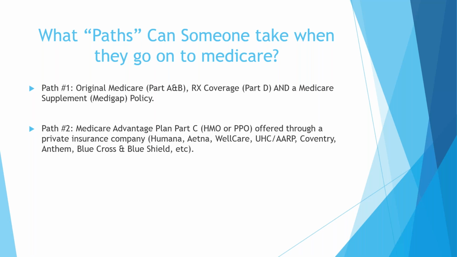Path number two, they opt to not go with original Medicare. They still got to pay their fee to Medicare. It still comes out of their check. But now they've decided to turn over all of their Medicare benefits, everything from A to Z, over to a private insurance company. And the more common ones that you see are listed here. These are the more common ones. They tend to have a national presence. They tend to have plans in multiple counties and multiple states and so forth. It's where you turn it over to a private insurance company.